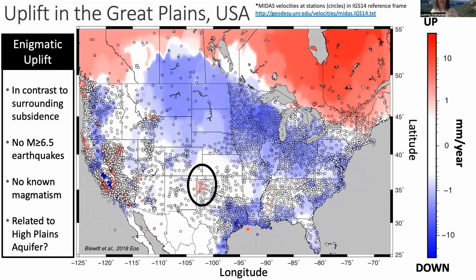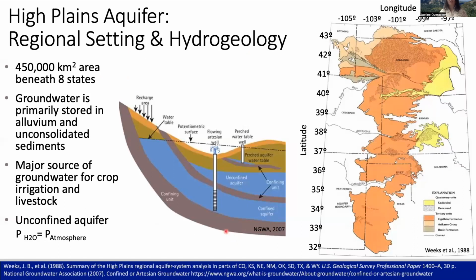And there's no known magmatism in this area that could be attributed to some source of uplift. But this area does include the southern part of the High Plains Aquifer. So we wanted to investigate whether or not the aquifer could be the source of uplift. So just some background on the aquifer. It's the largest aquifer in the United States.